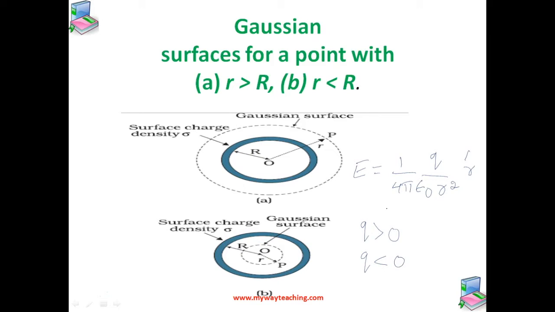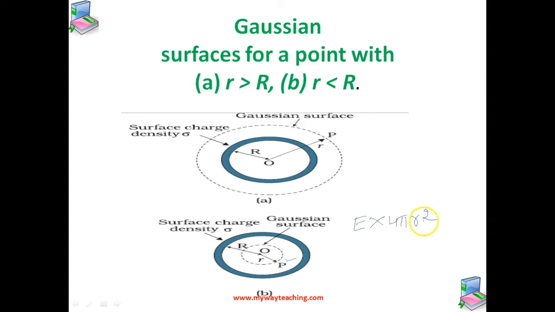For points outside the shell, the field due to a uniformly charged shell is as if the entire charge of the shell is concentrated at its center. For the second case, the field inside the shell, the point P is inside the shell and the Gaussian surface is again a sphere through P with O as the center. The flux through the Gaussian surface is given by E times 4 pi r square, as calculated before. Here the Gaussian surface encloses no charge.